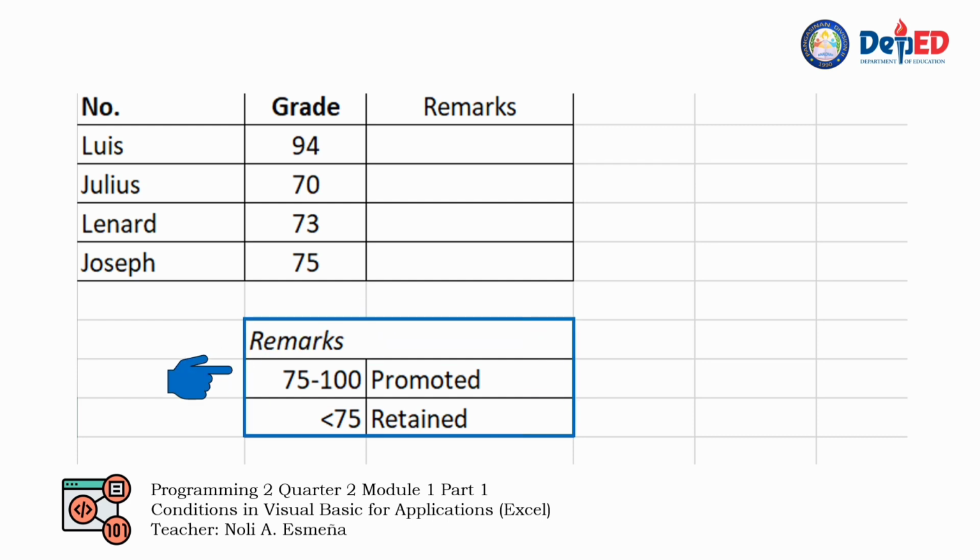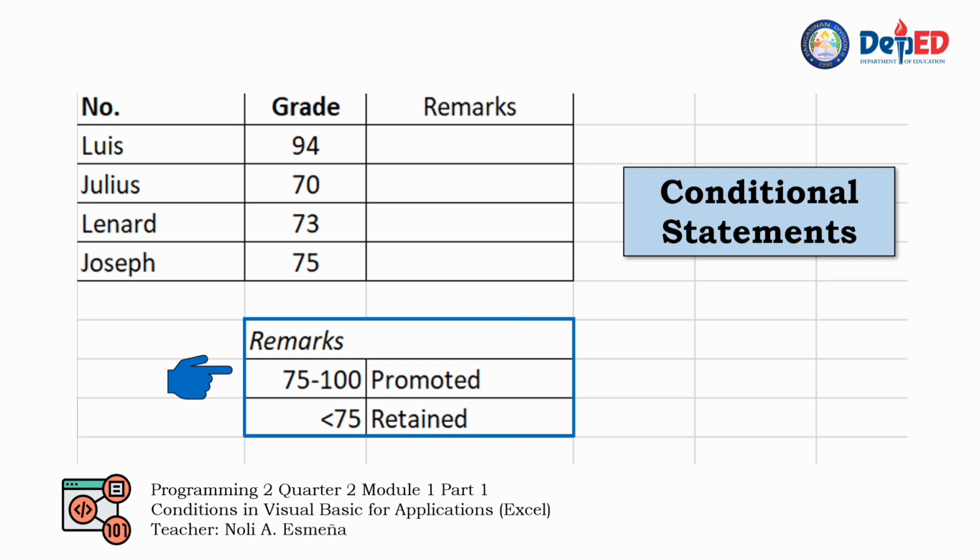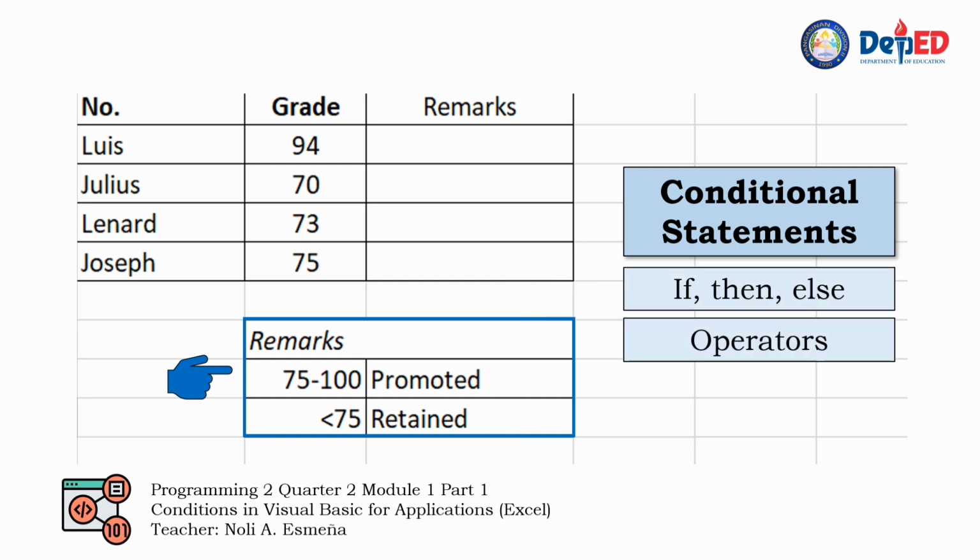Notice that conditions are spelled out through a table. The question is, how are we going to translate those conditions into codes? The answer to this question is the use of conditional statements. In order to create one, we will be using keywords such as if, then, and else. We will also use operators in creating conditions.